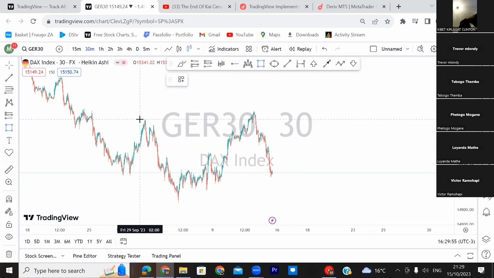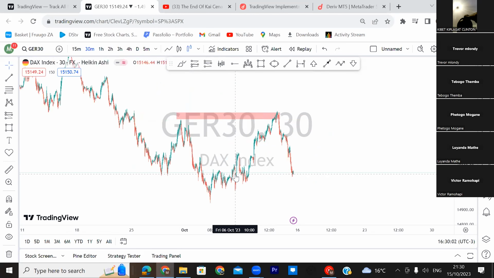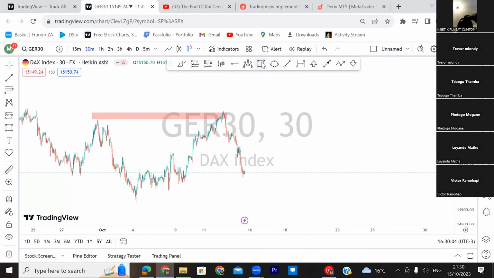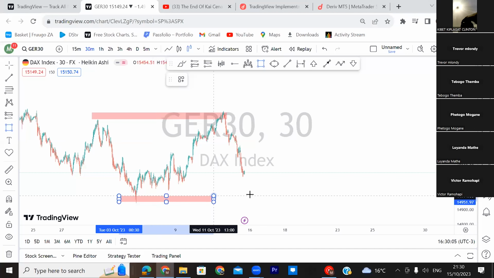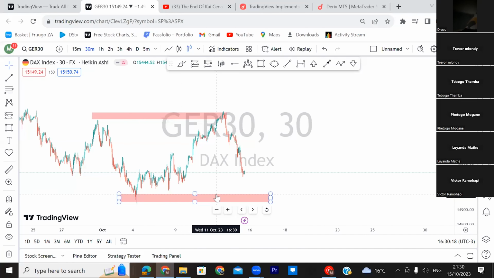For an example, this would be your high or your resistance, right? And this will be your low. So these two tools are very important because you need to know how the price is going to behave the moment it reaches these levels. And you will have to trade within these levels, right?